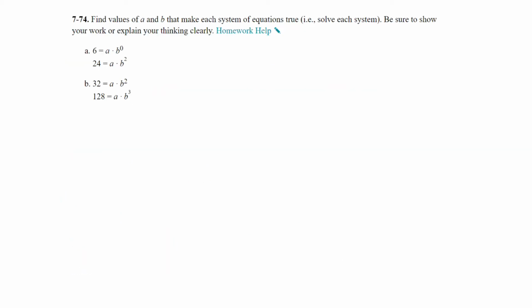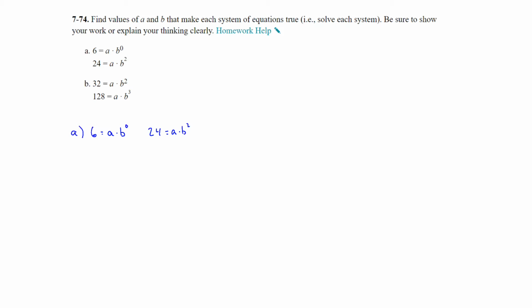Question 74, what values of A and B make each system of equations true? Solve each system, it says, as a kind of a hint there. Be sure to show your work or explain your thinking clearly. So in part A, we have 6 equals A times B to the 0, and then we also have 24 equals A times B squared. Well, as you're looking at this and trying to solve, no, we haven't solved systems like this before, but let's see if we can kind of work through it.